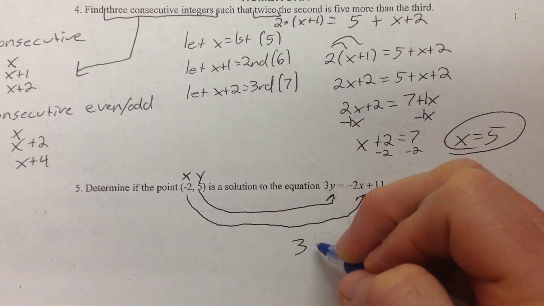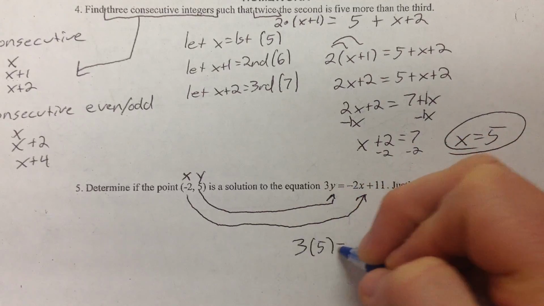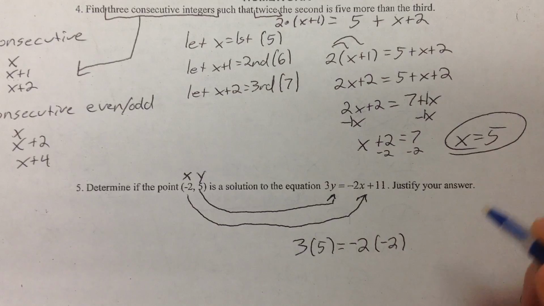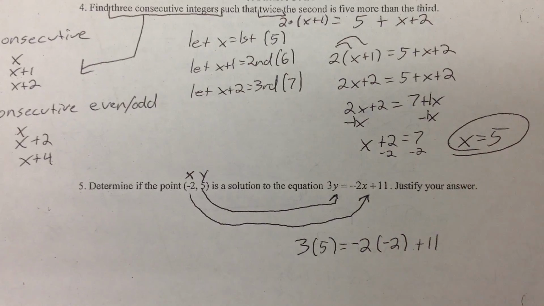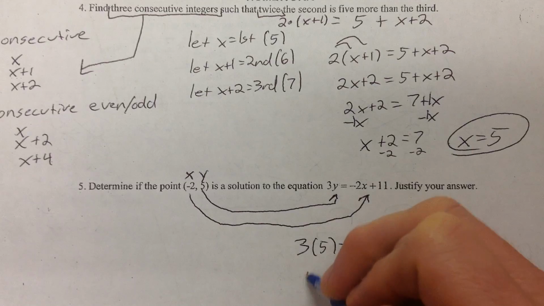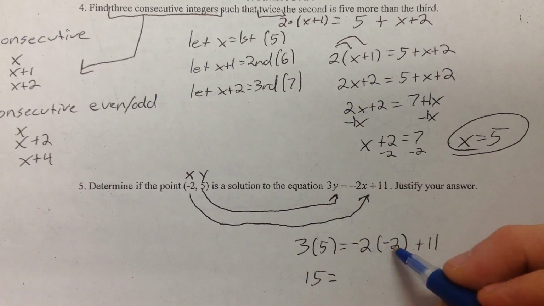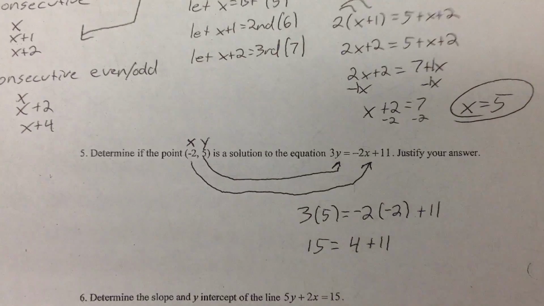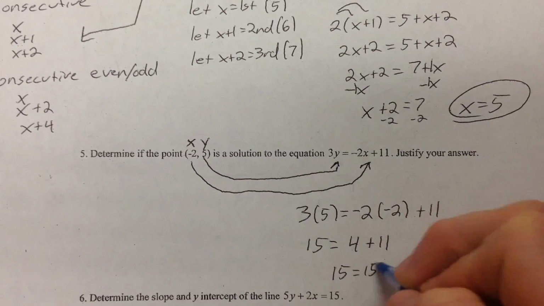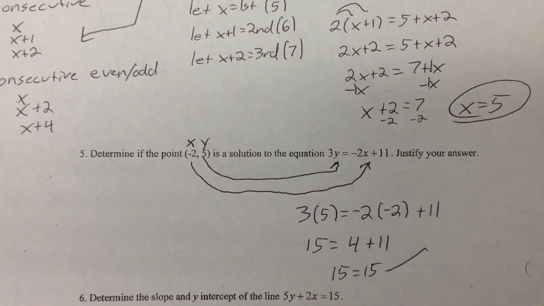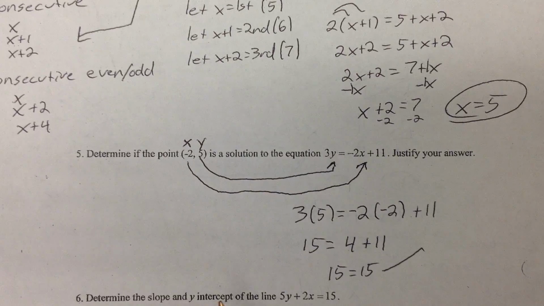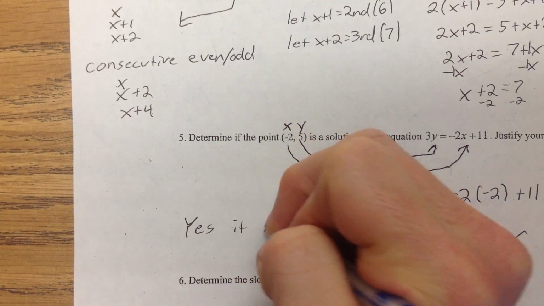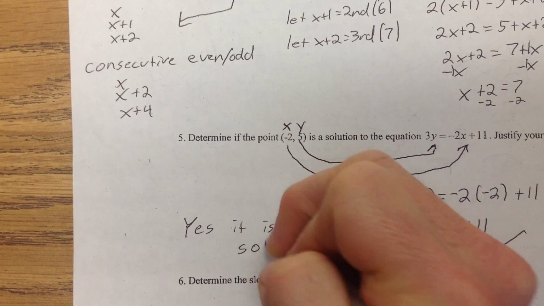Instead of the y, I'm going to write the 5 because I'm plugging that in, equals negative 2. And then instead of the x, I'm going to write another negative 2 because that's what x equals, plus 11. 3 times 5 is 15. Negative 2 times negative 2 becomes positive 4. And then positive 4 plus 11 is 15. So we're seeing here that our equation checks out. We're getting 15 equals 15. So determine if the point is a solution. We can write yes, it is a solution.